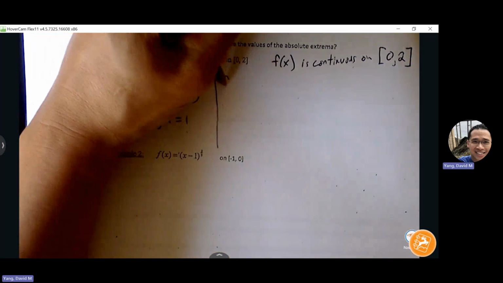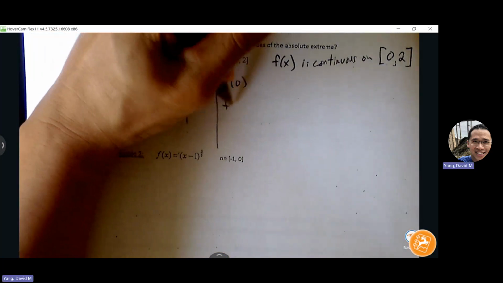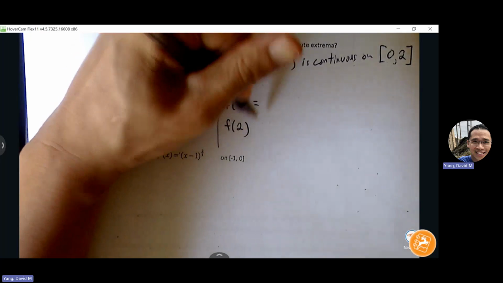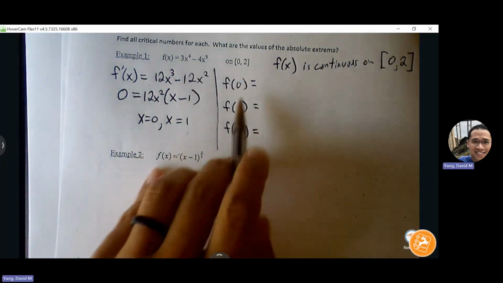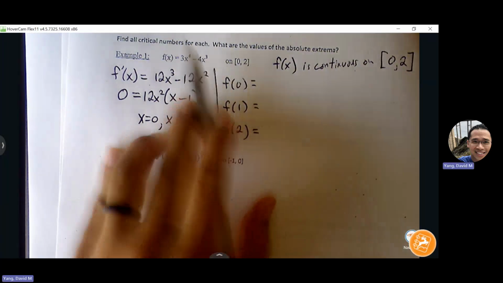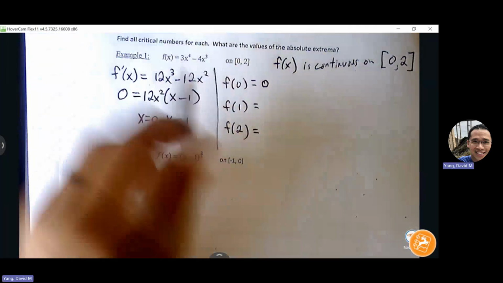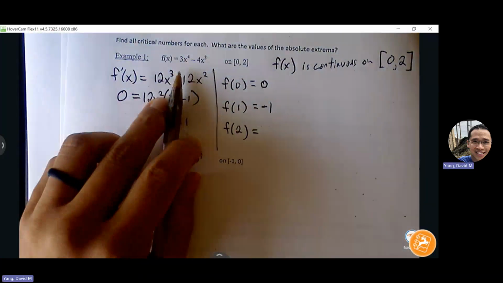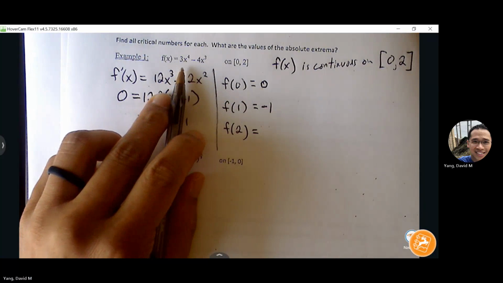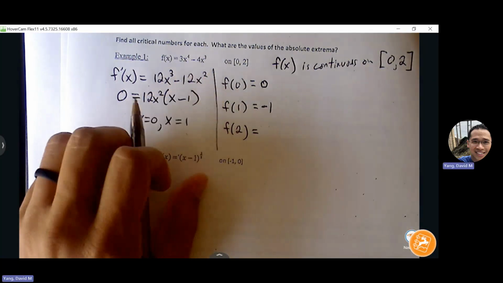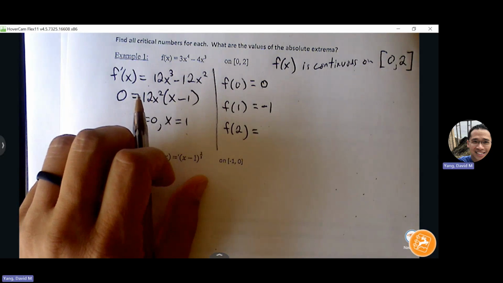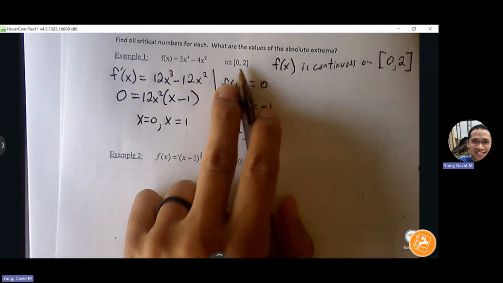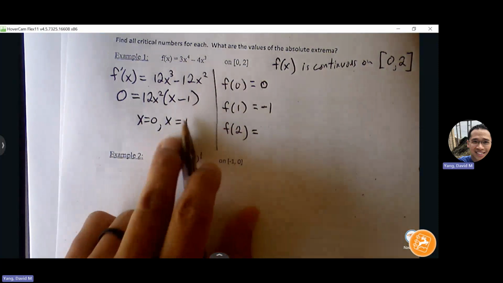And so now we're just inserting these x values into the original function because we want to know what their y values are. So 0 in for x, 0 minus 0, which is 0. Plug 1 in for x, negative 1. Plug 2 in for x, times 48 minus 32. Wait, why do you plug 2 in? Because 2 is an endpoint. Okay. We always test endpoints and any valid critical point.